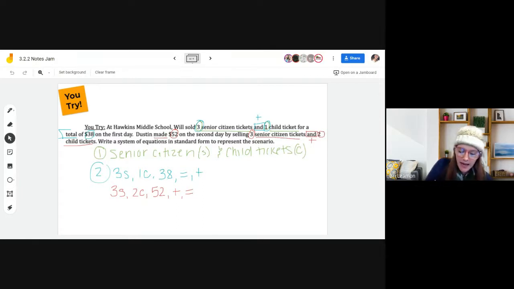So now that we have all of this information, what are we have 1 minute. It's not time to go yet. So our final equations here are 3S plus 1C equals 38, and 3S plus 2C equals 52. So those are our final answers.